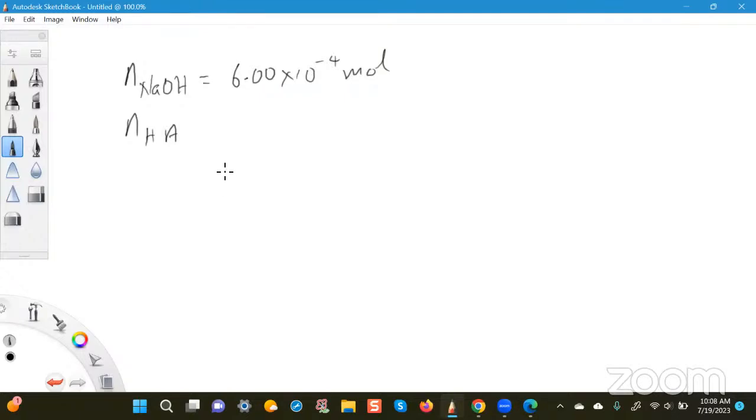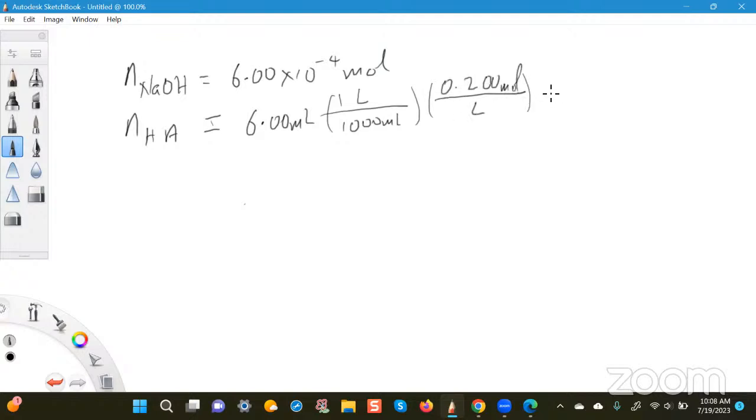So as I said before, I need to find the number of moles of the acid. So of course we do like what we did the last time. We take the volume, 6.00 mL, convert that to liters, so we multiply by 1 liter over 1,000 mL, and then multiply that by the molarity of the acid, which is 0.200 moles per liter. According to my calculations, this works out to be equal to 1.20 times 10 to the minus 3 moles.